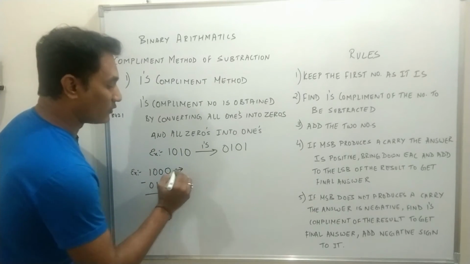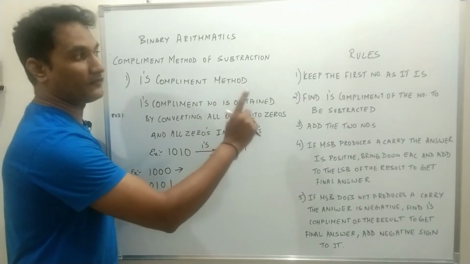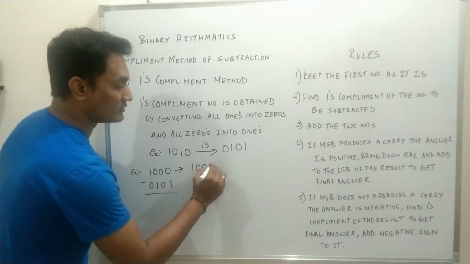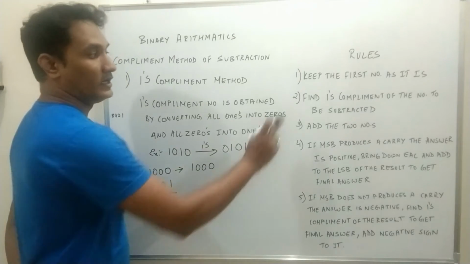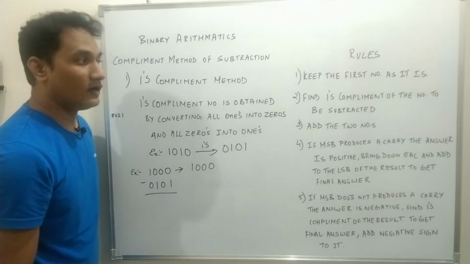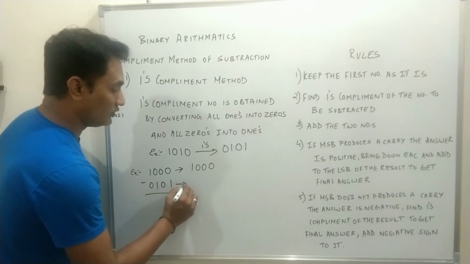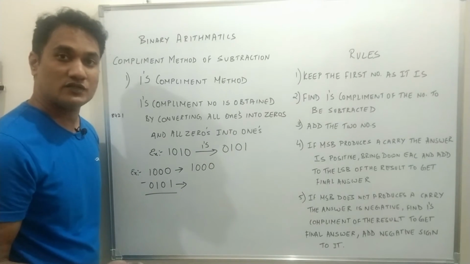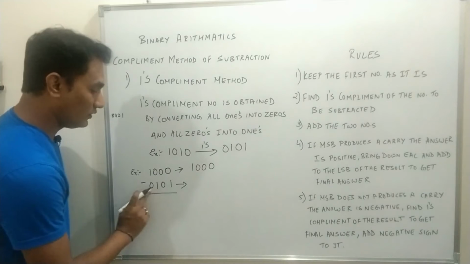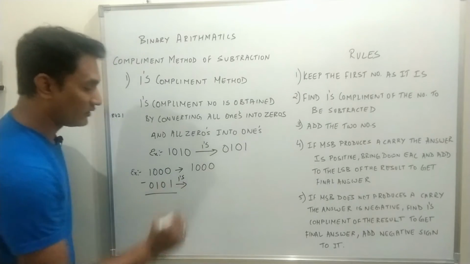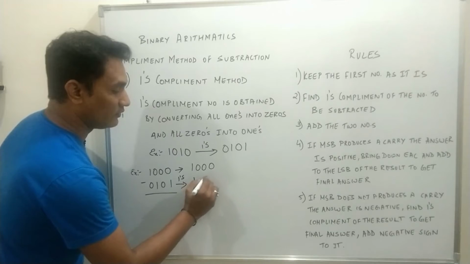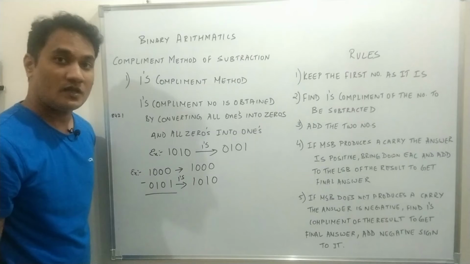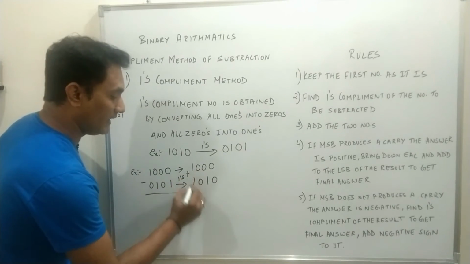Now according to our rule, the first rule says keep the first number as it is. So keep the first number as it is, 1 0 0 0. Second rule, find the 1s complement of the number to be subtracted. Now you know how to find the 1s complement. What is the 1s complement? All ones converted into zeros, all zeros converted into ones. So if you find the 1s complement of this number, it will be 1 0 1 0. So these are the first two steps. Third, add the two numbers. You have to perform addition.